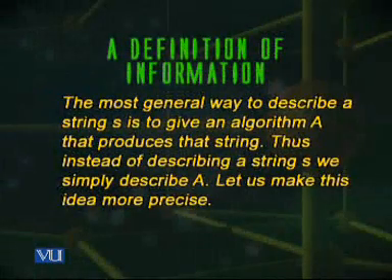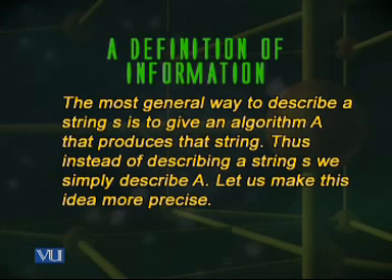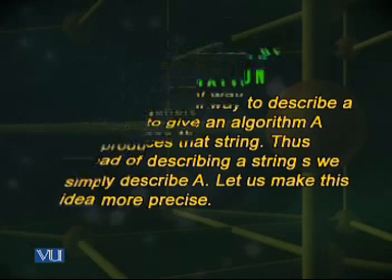The most general way to describe a string S is to give an algorithm A that produces the string. Thus, instead of describing a string S, we simply describe the algorithm A. Let us make this idea much more precise. Well, what is an algorithm? We have a formal notion of what an algorithm is. An algorithm is simply a Turing machine. So, a description of an algorithm is going to be the description of a Turing machine.